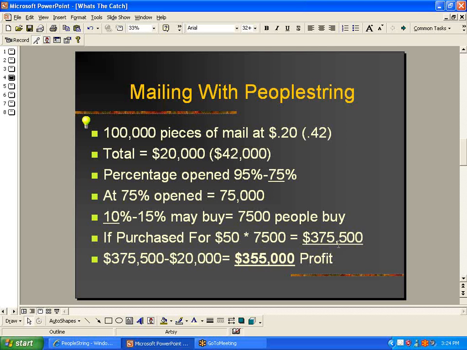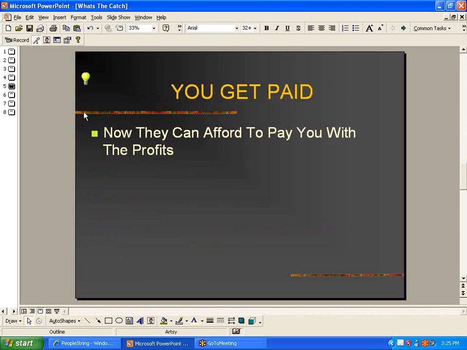That's a profit of $375,500 for the company. Now, when you take away the cost of the mailer, I believe this is off by $500, but we're looking at roughly $355,000 in profit. All I have to say is, wow, that's great if you're a company. That's great for us. We make money. Everyone's happy. And how valuable is that information in our data? It's very valuable. That's how they're able to pay you. You get paid by the extreme profits that you see.